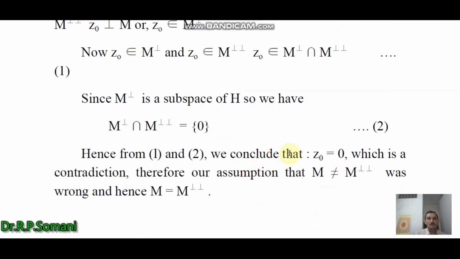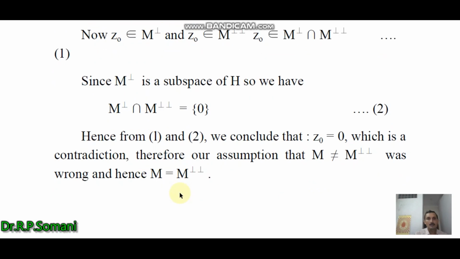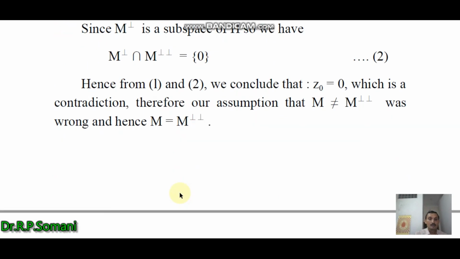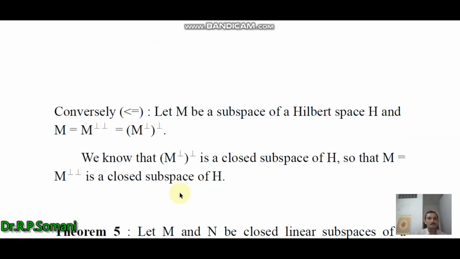Hence, from 1 and 2, we conclude that Z0 equal to 0, which is a contradiction. Therefore, our assumption that M is not equal to M double orthogonal was wrong, and hence M is equal to M double orthogonal. The converse part of this theorem: let M be a subspace of a Hilbert space H and M equal to M double orthogonal equal to M orthogonal complement.